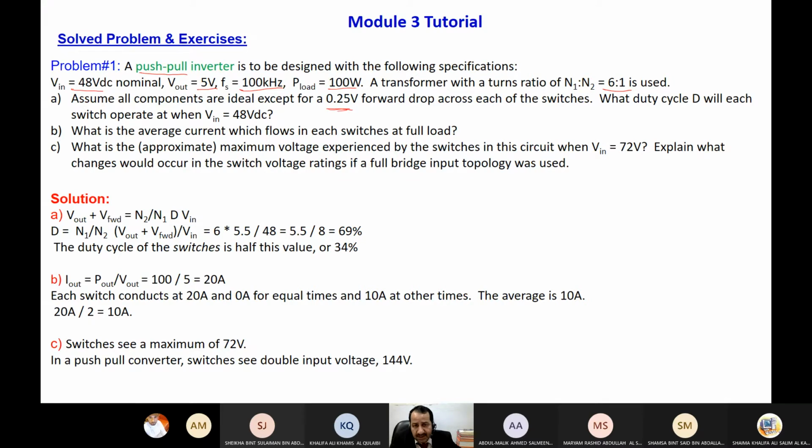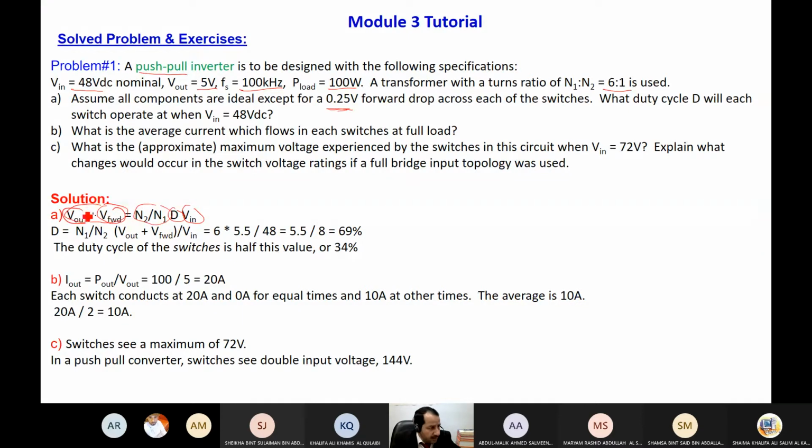What duty cycle D will each switch operate at when V input is 48? Find the duty cycle. I will say, okay, very simple. Output plus the drop across the switch, because as mentioned in the question, we consider the voltage drop across the switch when it conducts. So these together represent the input times the duty cycle. Definitely I need to multiply by the ratio. This is a step-down converter.